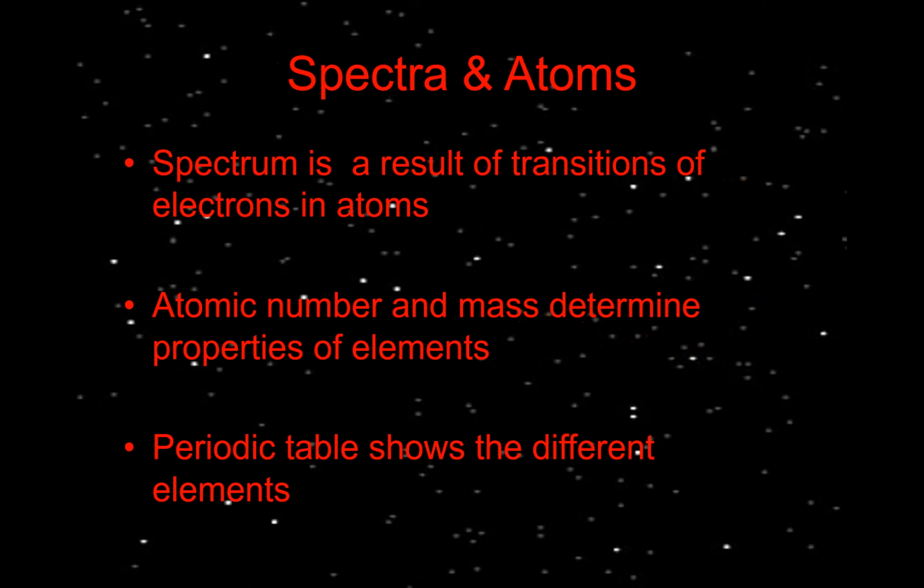But a spectrum is actually a result of electrons in atoms moving up and down in energy levels. And the atomic mass and how heavy a particular element is determines its properties. You can look through the periodic table, and looking at the spectrum from a star or from a planet or from anything that's giving out radiation, you can determine what it's made of.